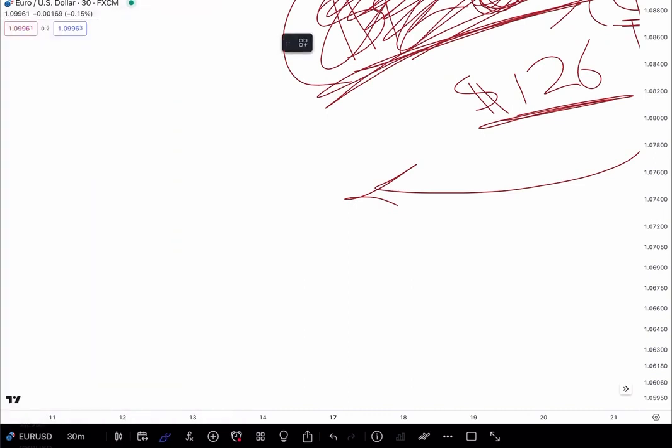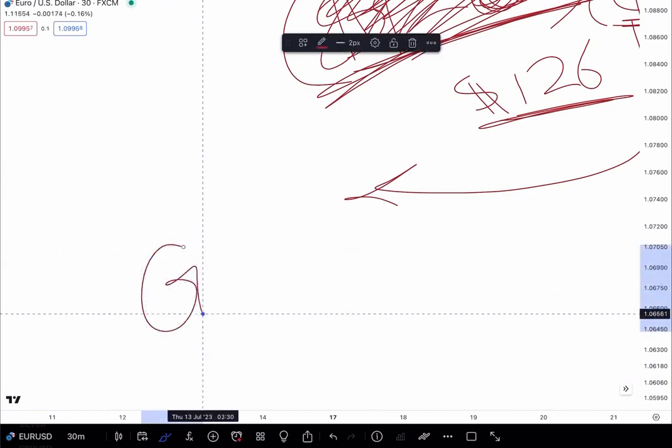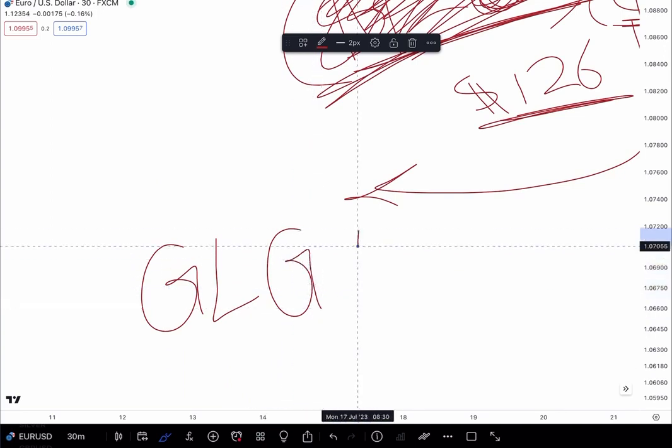Backtest, forward test, find your own model, trust your own model through my information. And good luck and good trading.